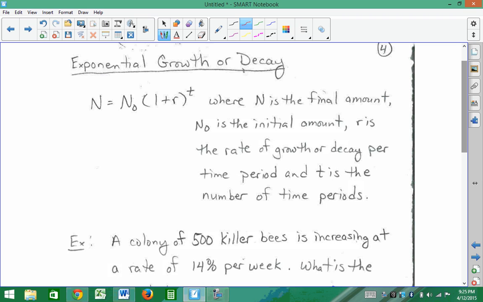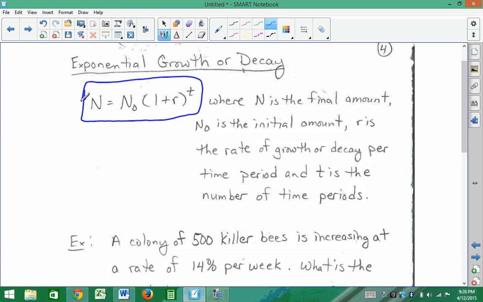The exponential comes in different forms. Now, this exponential growth or decay formula is for population growth. Okay, a certain amount of growth over a certain amount of time. So what we have here is this equation of n equals n sub 0, or original number, times 1 plus r, where r is the rate, to the t.